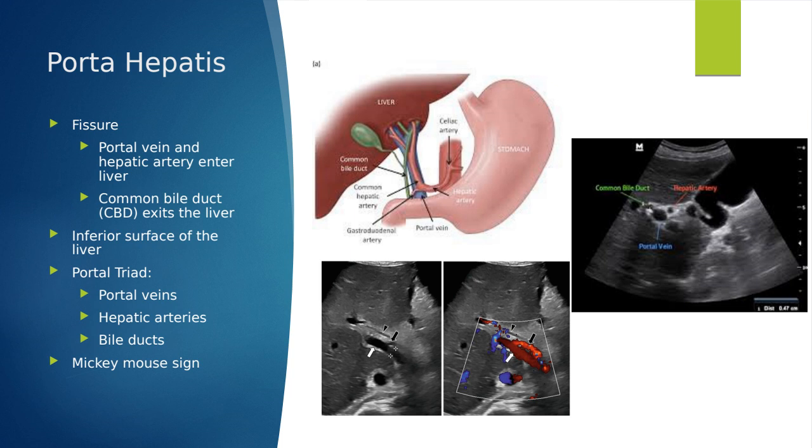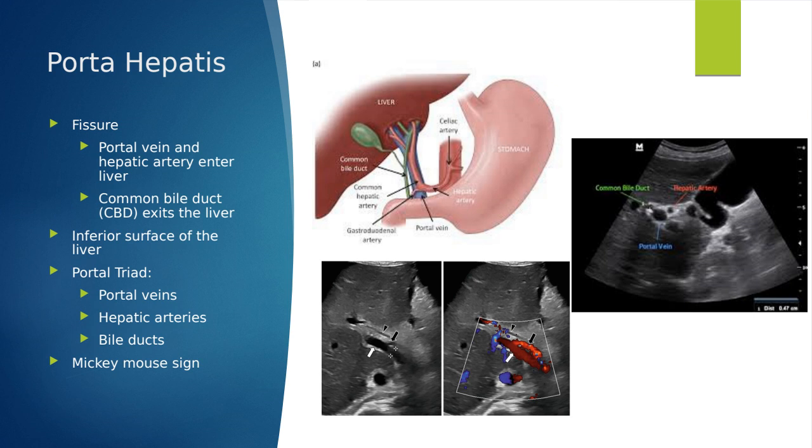Little notes here, guys. This is technically considered a fissure, and it's where our main portal vein and our hepatic artery are going to enter into the liver, right? We just talked about those two structures that supply. And then we have a common bile duct from the gallbladder that's going to exit the liver at the same area. So at the porta hepatis, we're looking at these three structures: the main portal vein, the hepatic artery, and the common bile duct. Hepatic artery and main portal vein are entering, common bile duct is exiting, okay?